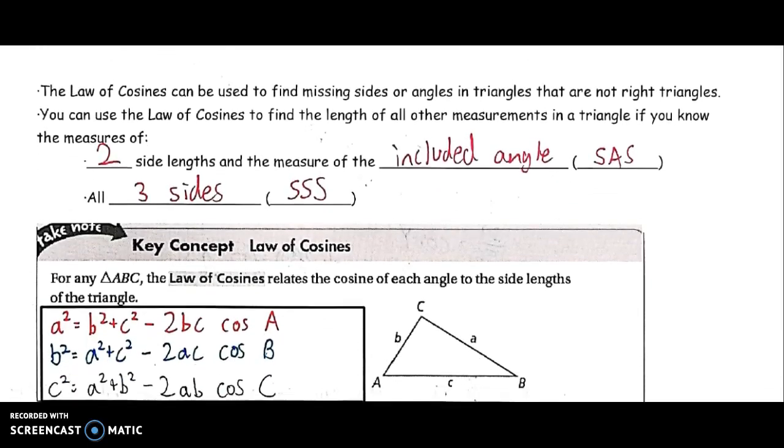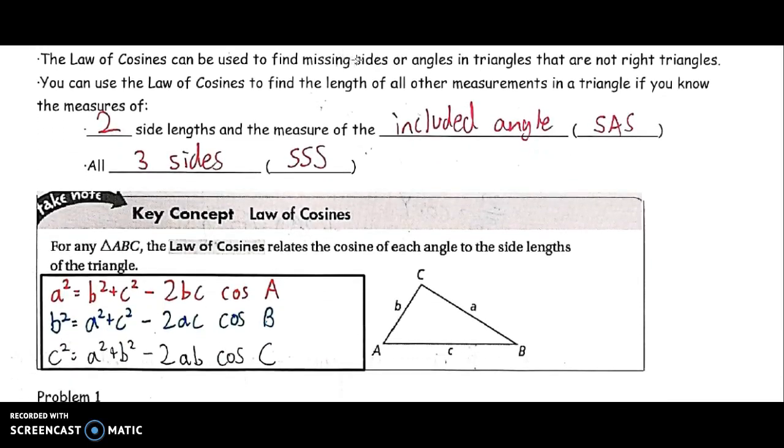But getting into the meat of our law of cosines, it can be used to find missing sides or angles in triangles, again, that are not right triangles. That part's important. Just like with the law of sines, if I had a right triangle, I could just use SOHCAHTOA, my trig functions. If I don't have a right triangle, I have to get a little bit more creative. So you can use the law of cosines to find the length of all their measurements in a triangle if we know the measures of these specific starting situations.